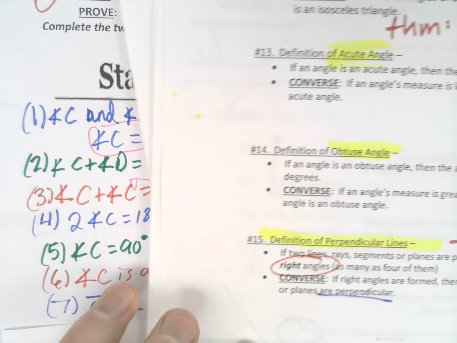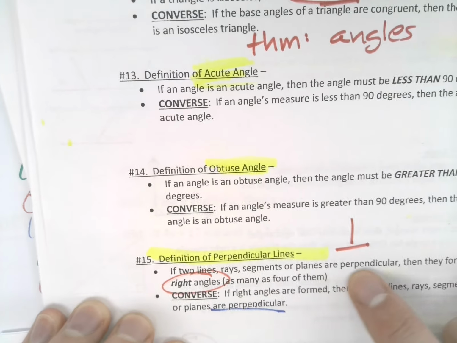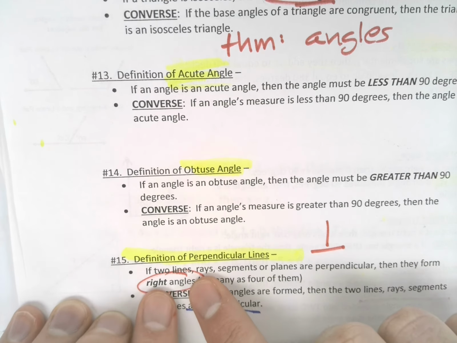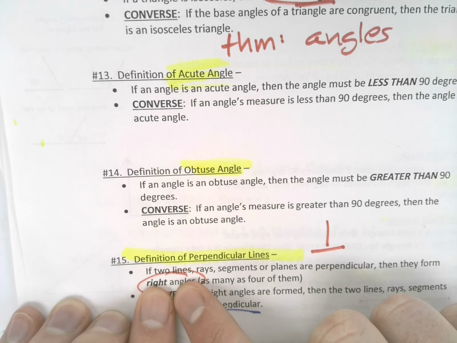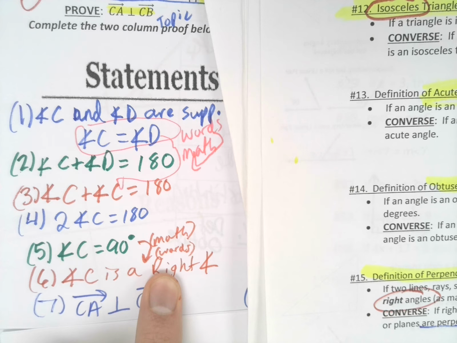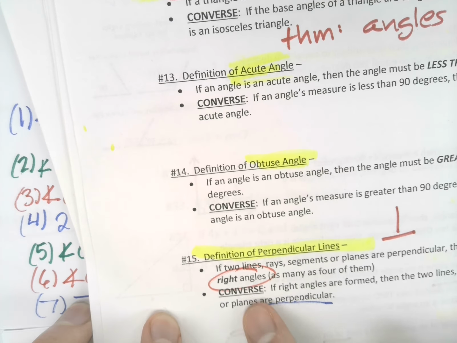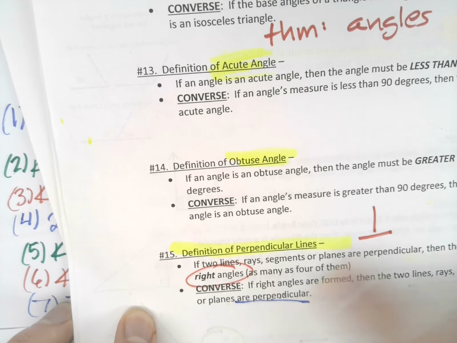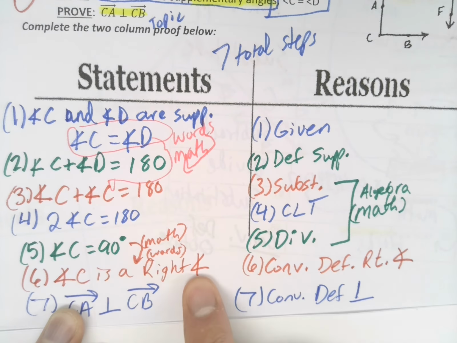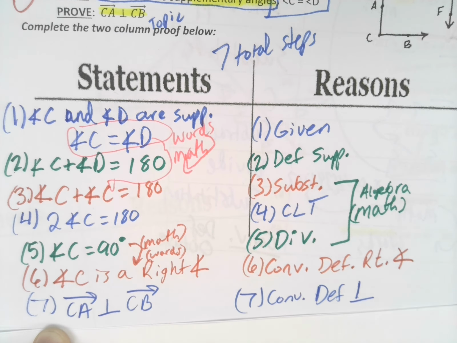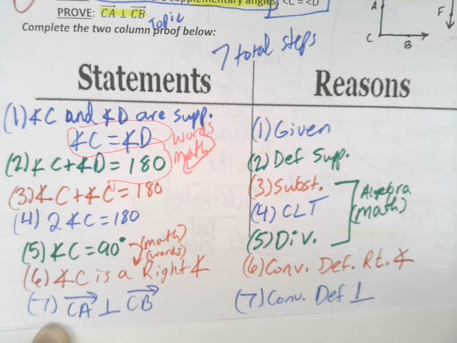Because take a look, guys. If two lines, rays, segments, or planes are perpendicular, then they form right angles. Well, that's the regular definition. But that's not what we have here. We have a right angle, therefore we have perpendicular. You see the difference? Converse. If right angles are formed, then the two lines are perpendicular. Right angle is formed, two lines are perpendicular. Converse of the definition. Whew, great job, guys.